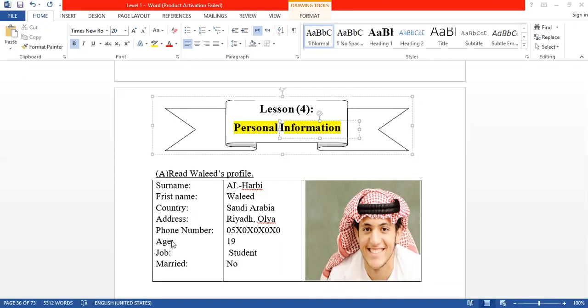Phone number 05X5 etc. Age, age is the number of years that a person has lived or a thing has existed. Age 19.